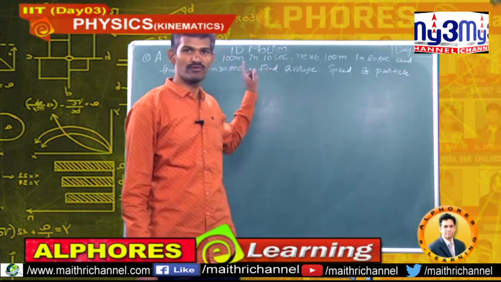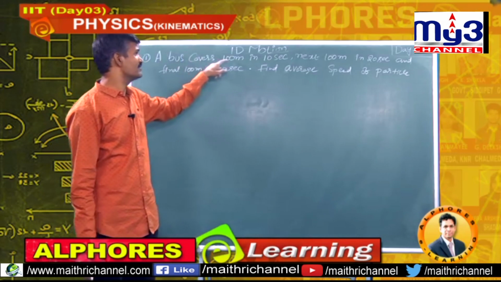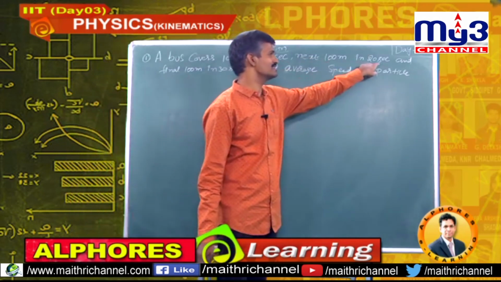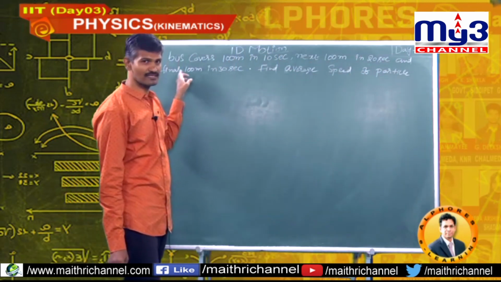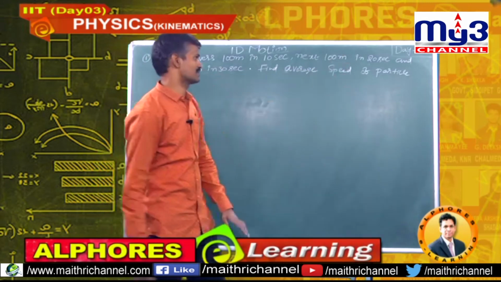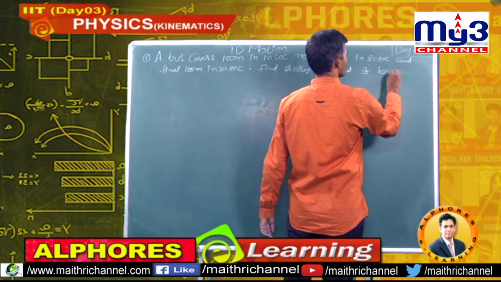Students, I have a small problem here. A bus covers 100 meters in 10 seconds, the next 100 meters in 20 seconds, and the final 100 meters, that is the last 100 meters, in 30 seconds. Find the average speed of the bus.